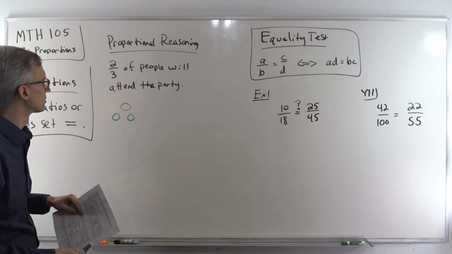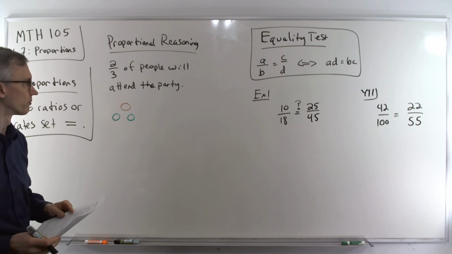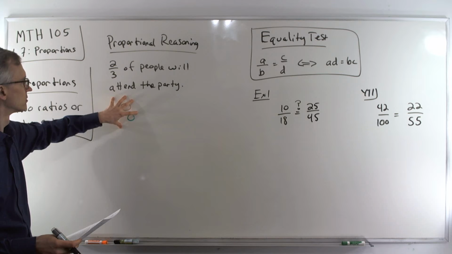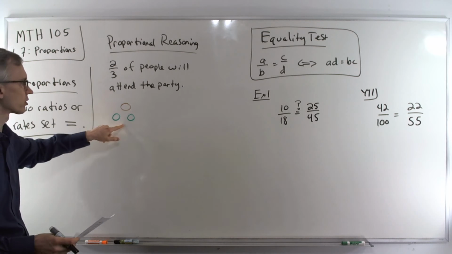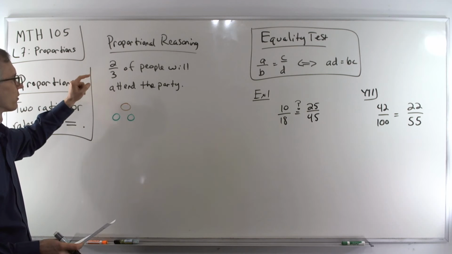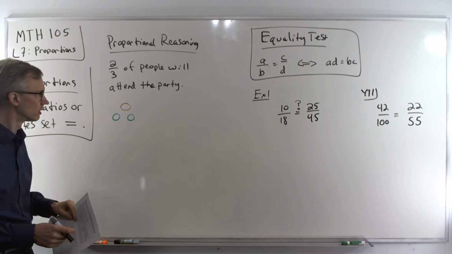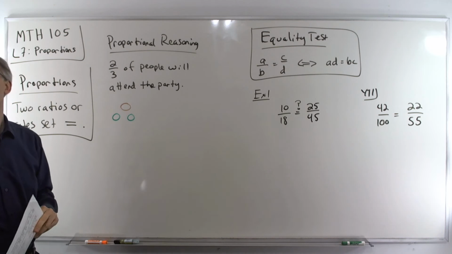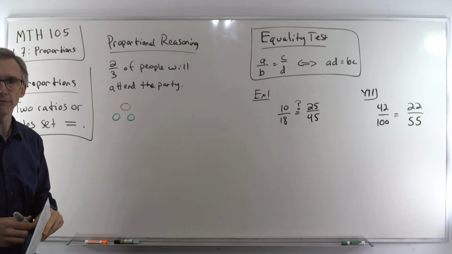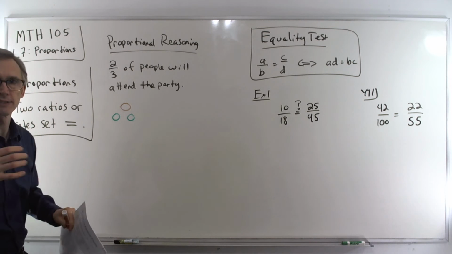So if we're going to try to figure out how many people are going to attend, we need to create groups that reflect the proportion of people coming. All right, 2 people coming, those are the green people, and the 1 person not coming is the orange person. So if we're going to try to figure out how many people are going to come if more people are invited, then we have to add these groups together in the same ratio.